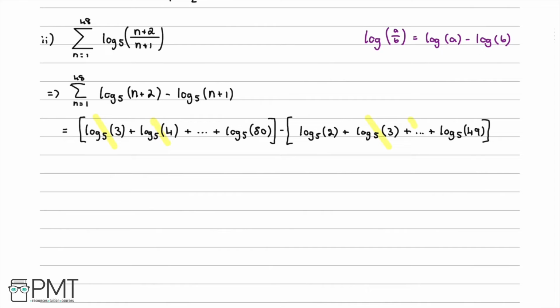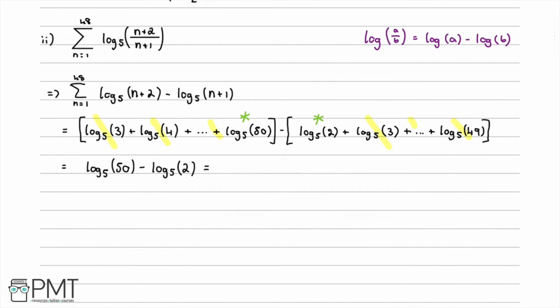We'll have on the left hand side log base 5 of 49. That will then cancel out with log base 5 of 49 on the other side. So this leaves us with only two terms. We'll have log base 5 of 50, because there is no 50 on the subtraction side, and on the subtraction side we'll only remain with log base 5 of 2, because there is no log base 5 of 2 on the left hand side here. So rewriting this, we have log base 5 of 50 minus log base 5 of 2.